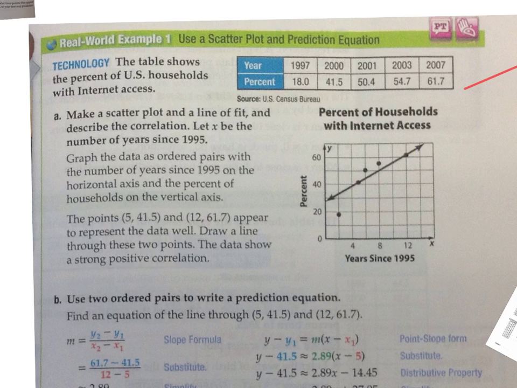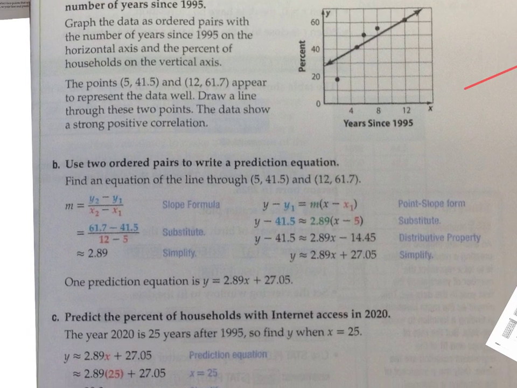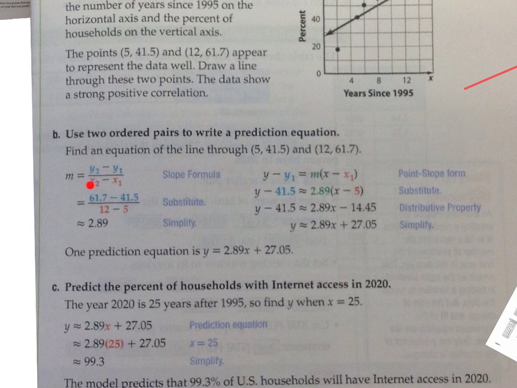And what could you do with 2 points? You could find the slope. That's what they actually did right here. They found the slope using y2 minus y1 over x2 minus x1. And of course it's ugly because of the decimals. They end up with a slope of 2.89. And then they used a point, x1, y1, which was the first point, 5 and 41.5, and they plugged it into point slope form. So they found the slope by picking 2 points, and then they used the first of those 2 points to write it all in point slope form.